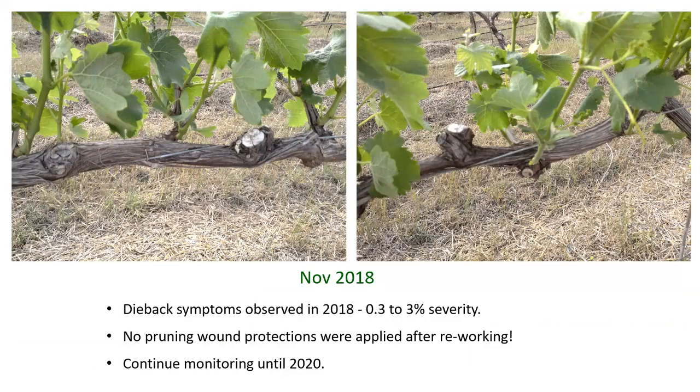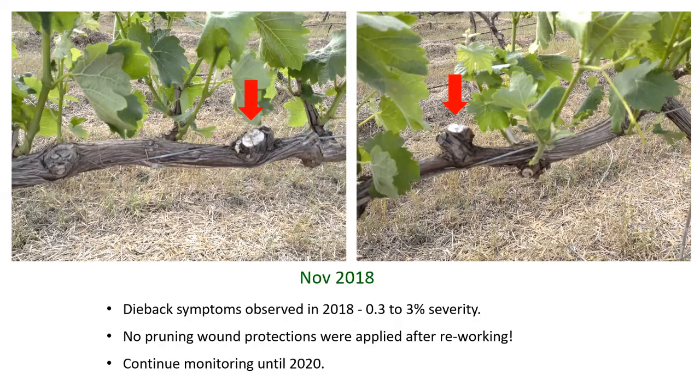However, the message here is that even if you do reworking, but you don't apply any pruning wound protections after reworking, these vines will eventually get new infection. So it's like going around in circles. So it's really important to be proactive, that after reworking your vines, make sure those new pruning wounds are protected. Otherwise, they will eventually get new infections. So we're continuing with the monitoring of these vines until next year, and even hopefully extend it to another 2 years. But basically the message here is that make sure those pruning wounds are protected, otherwise they will just get new infections.